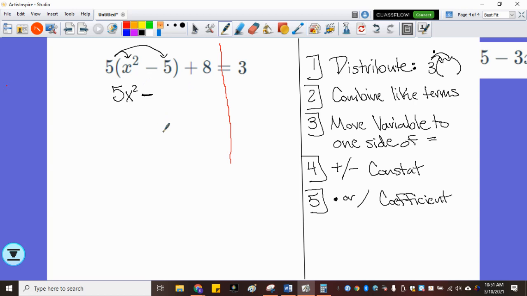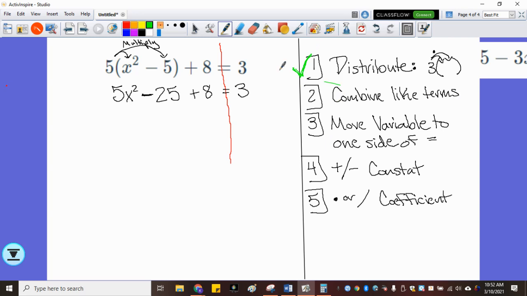5 times 5. Multiply. 25. Yeah, when you distribute, you're multiplying. And then the 5 doesn't go to the 8 because it's not in parentheses. So that's distribute.